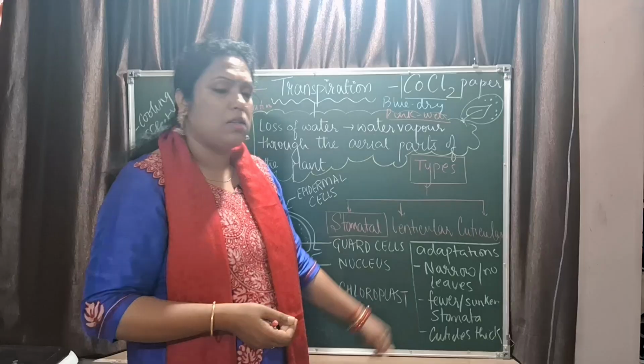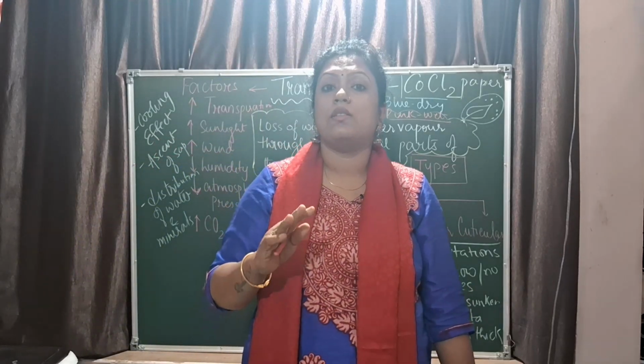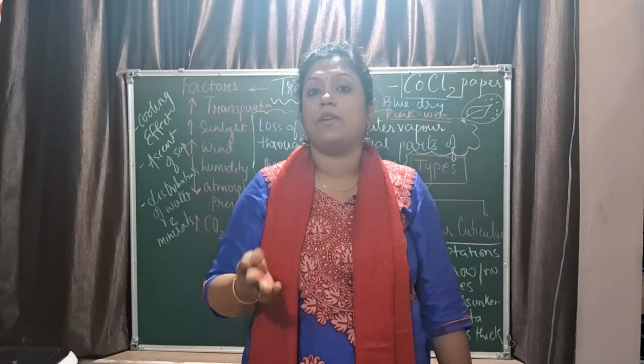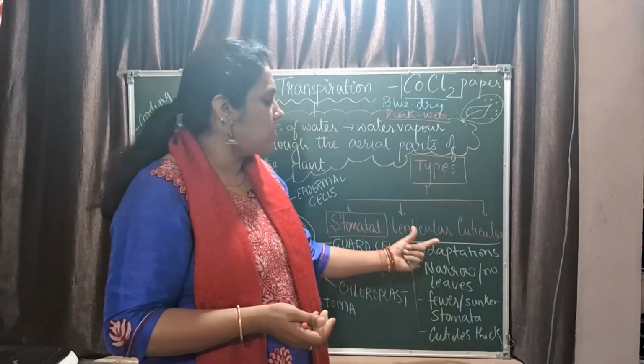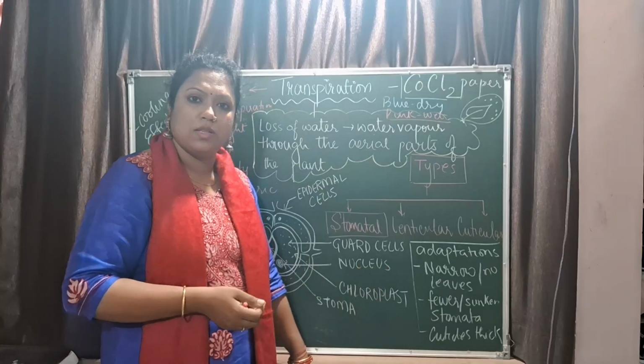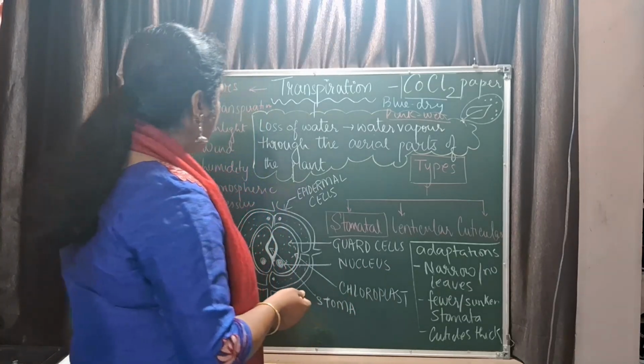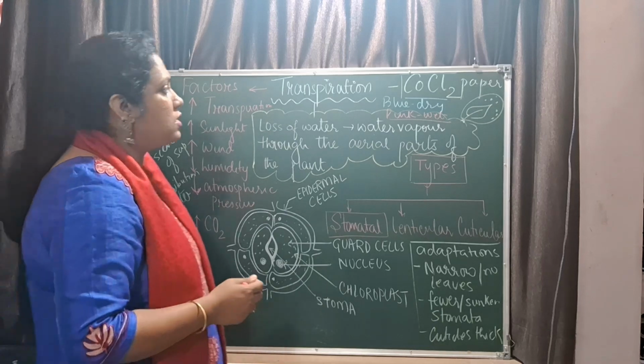Is that clear? Lenticular transpiration: lenticels are open throughout day and night, because that is required for respiration and diffusion of gases. So since they are open, the rate of transpiration will continue. Stomata generally close at night and are open during the daytime. Fine. So this is all about transpiration.